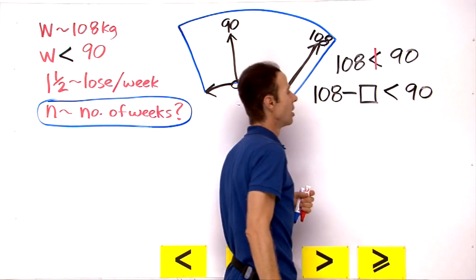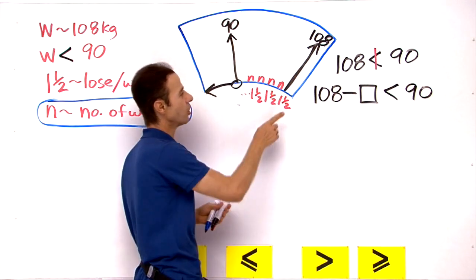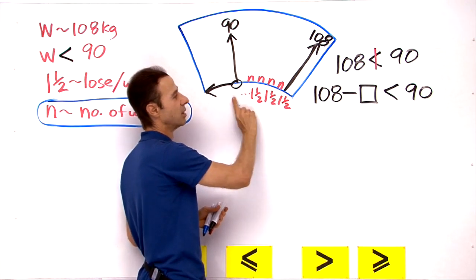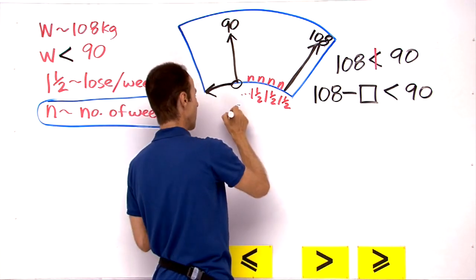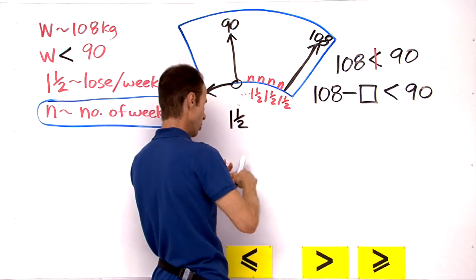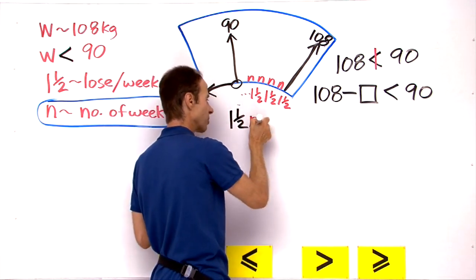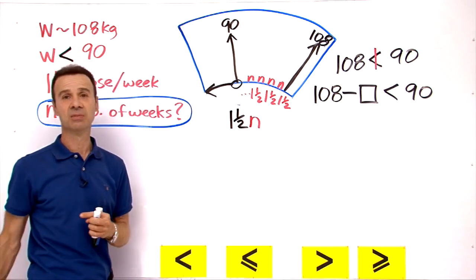That's our outcome. Okay, what's this box here? Well, that's the 1.5 kilograms per week. Okay, so if he loses 1.5 kilograms per week, and each week will be represented by n. N is the number of weeks.